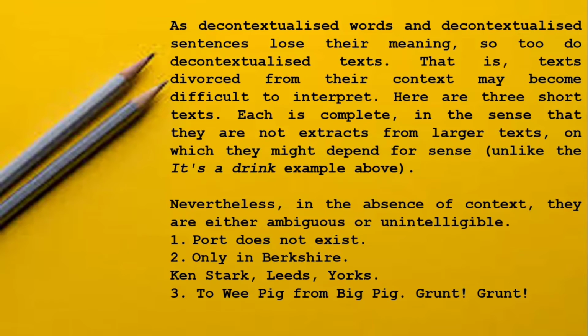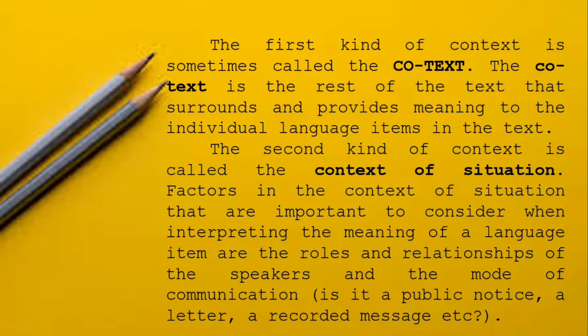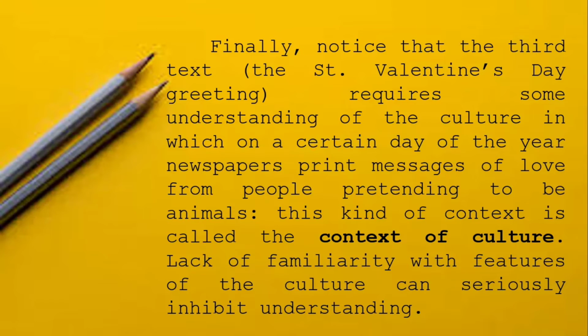originally placed. We need to distinguish, therefore, between the context of the surrounding text, as in the Paul Theroux extract, and the context of the surrounding situation. There are three kinds of context. The first kind of context is sometimes called the cotext. The cotext is the rest of the text that surrounds and provides meaning to the individual language items in the text.